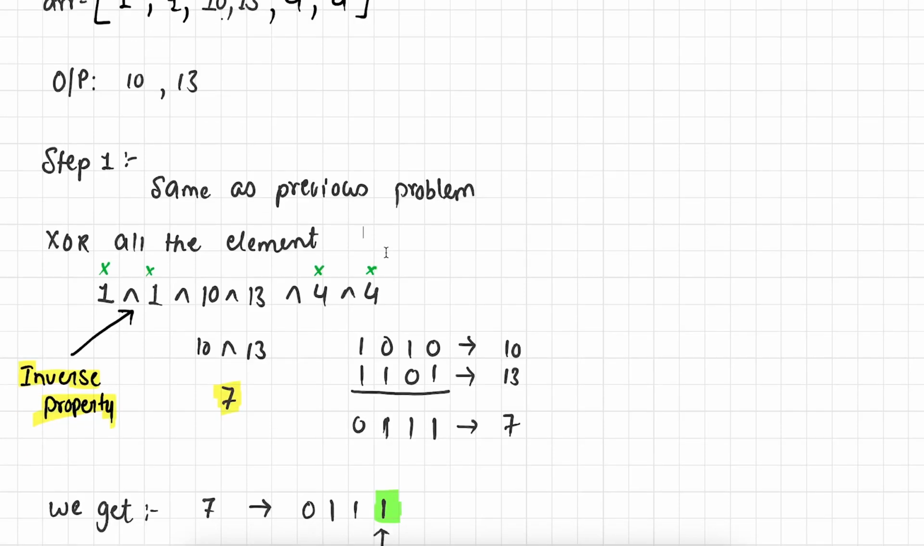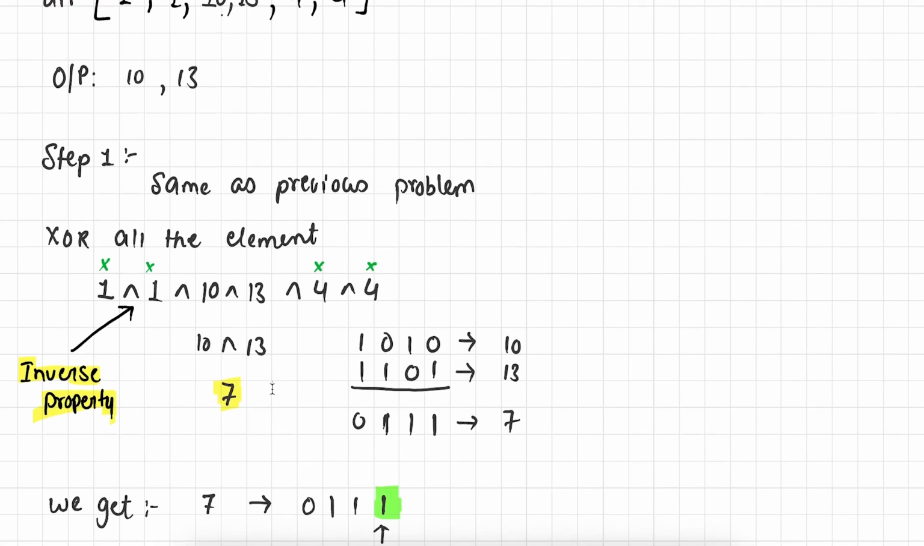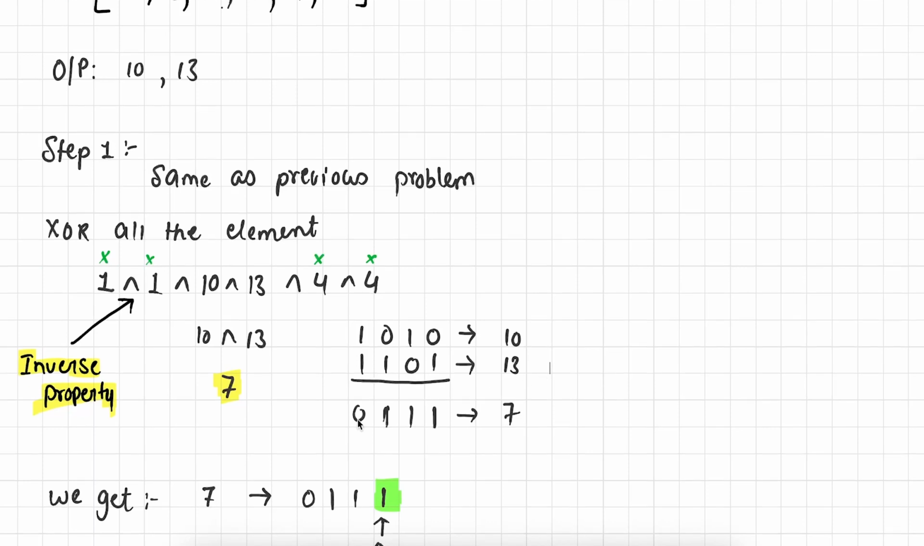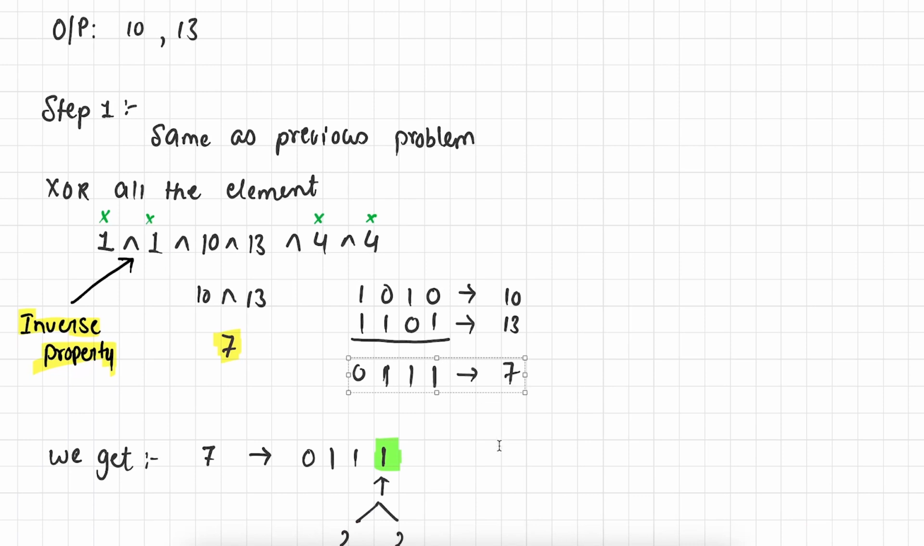In the first step, we simply do XOR of all the elements. The elements are 1, 1, 10, 13, 4 and 4. By using the inverse property of XOR, the 1 and 1 cancel out each other, 4 and 4 cancel out each other, and we end up with 10 and 13. And if we do XOR of 10 and 13, we get 7, because the binary representation of 10 is this, and the binary representation of 13 is this. So when we do XOR of 10 and 13, we get 7. Okay? So this is the first step.